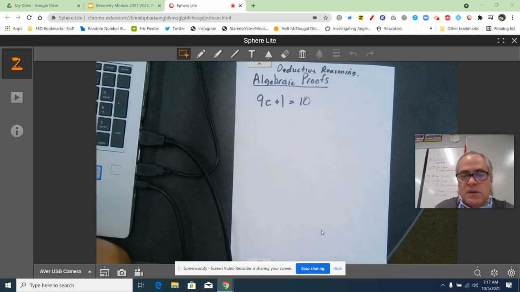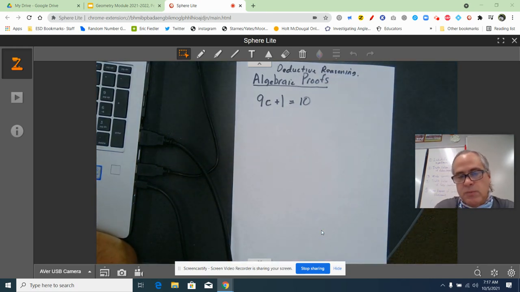And how we're going to start this in this chapter is we're going to look at some algebraic proofs, stuff that you have worked with last year. We'll reinforce those strategies for you and those standards from algebra.